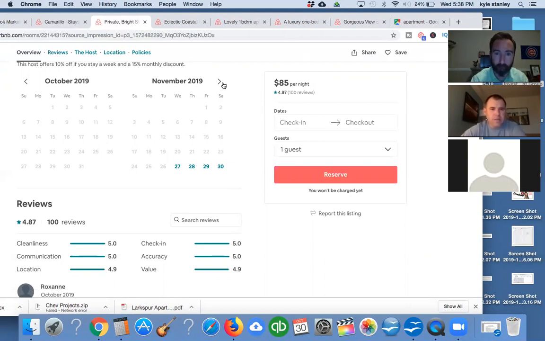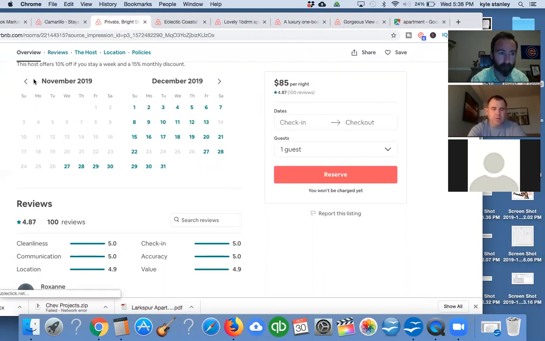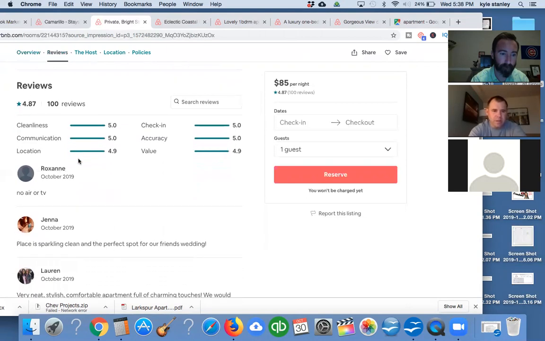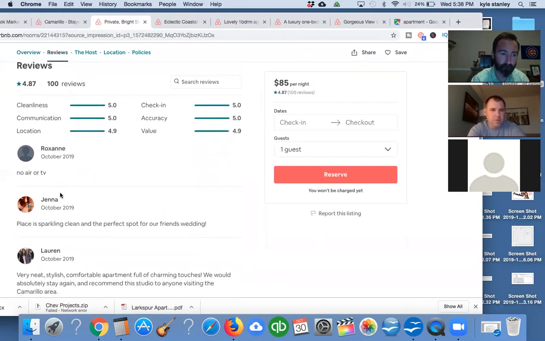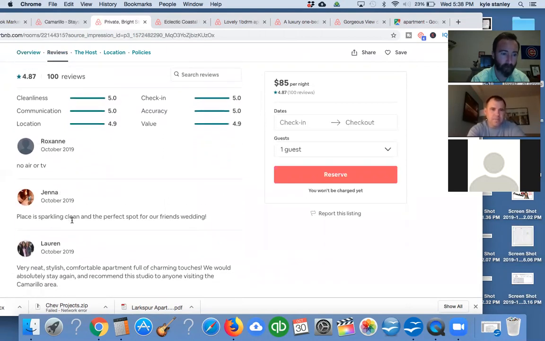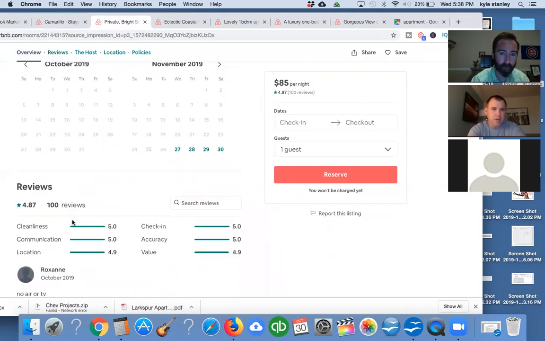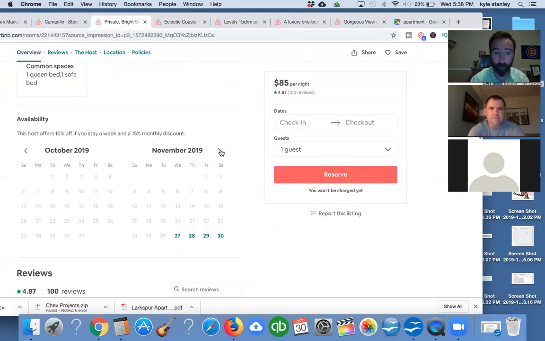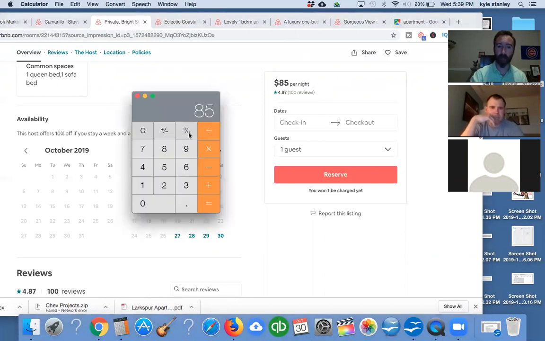The other thing I was looking to see was how recent their reviews were. If they had a review yesterday or something, like they've got one in October. So these are all recent, which means it's probably pretty good. I'm feeling pretty confident about this, which means I would feel pretty confident at 25 nights being booked. So $85 times 25 nights is $2,125.